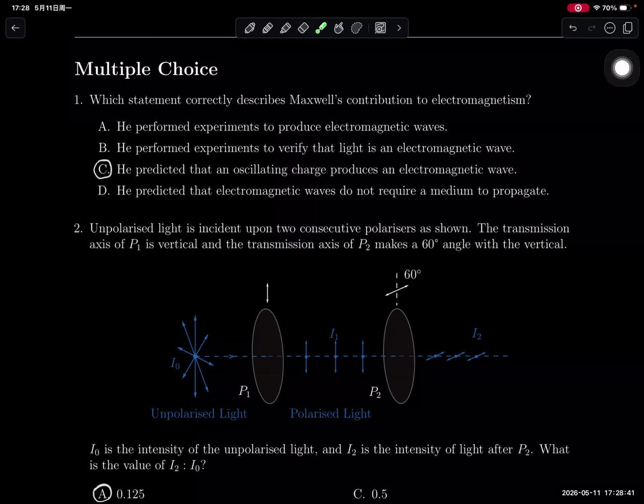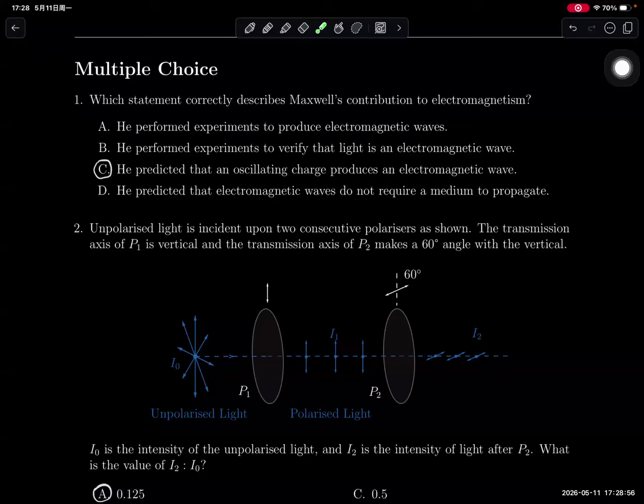So he predicted that an oscillating charge produces electromagnetic wave. The other answers, for example, A says he performed experiments to produce electromagnetic wave. That was not his contribution. This was from Hertz. B was to say he performed experiments to verify that light is an electromagnetic wave. No, he didn't perform any experiments, so A and B are just wrong.